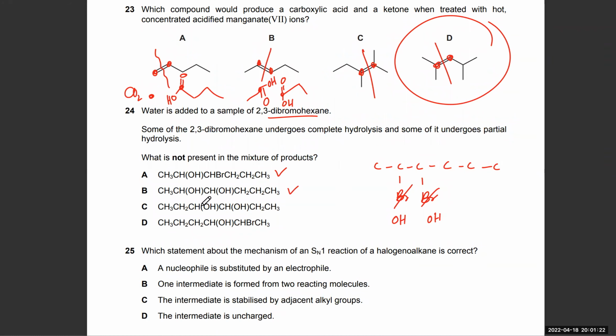This one is 1, 2, 3. On the third one, there is OH. And on the fourth one, there is also OH. This one is not present because on the third one there's OH, and on the fourth one there is OH. So you're not going to have that because the OH is either going to be on the second one or the third one, or from the other side, it's going to be on the fourth one and the fifth one. So that one is not going to be present. The last one is going to be present.